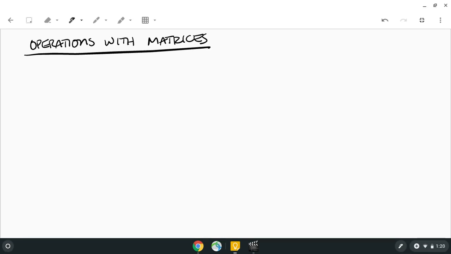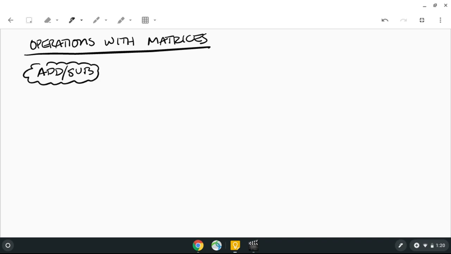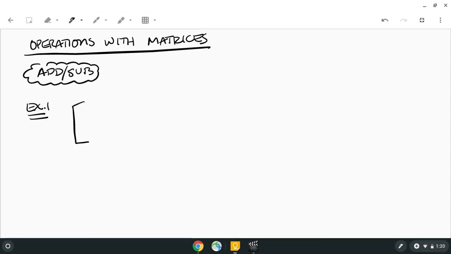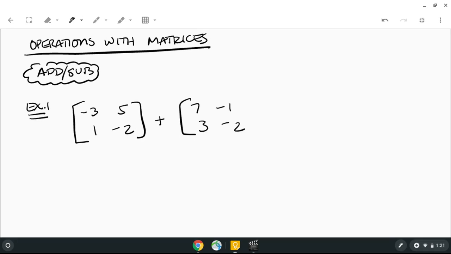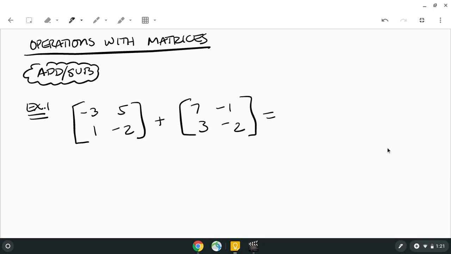All right, so we're going to go ahead and take a look at addition and subtraction. Let's take a look at this first example here. Suppose that I am going to add these two matrices together, negative 3, 5, 1, negative 2, and I'm going to add that with this matrix, 7, negative 1, 3, negative 2. Here, all you do is add the corresponding entries.